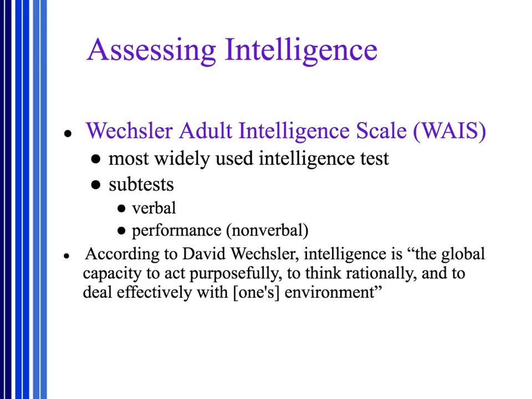Now, while the Stanford-Binet was the first IQ test, as with everything that's first, it's usually the worst. And so a newer, more widely used and more popular intelligence test was developed and is used today. It's called the Wechsler Adult Intelligence Scale, or the WAIS, and it's the most widely used intelligence test. The subtests of the Wechsler are verbal and performance. So it's not just math or English skills like the Stanford-Binet. According to David Wechsler, the creator of this test, intelligence is the global capacity to act purposefully, to think rationally, and to deal effectively with one's environment. So he takes verbal and performance skills into consideration.